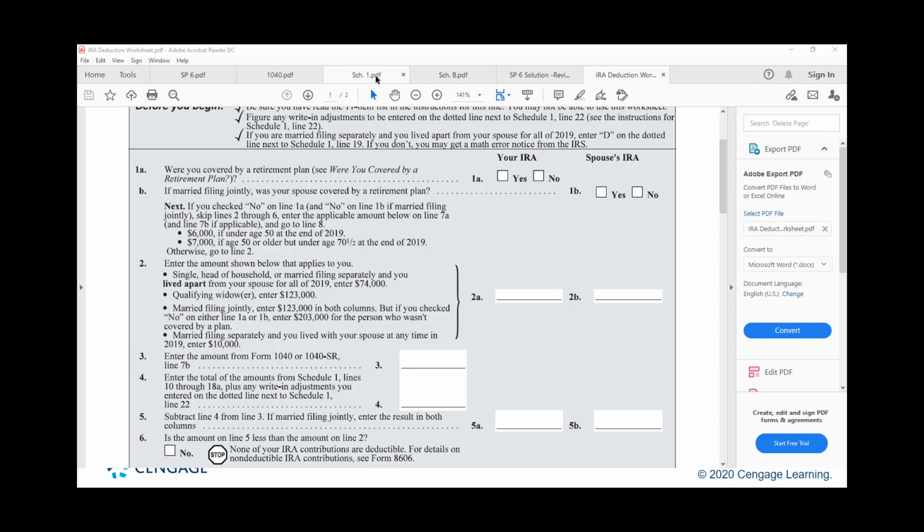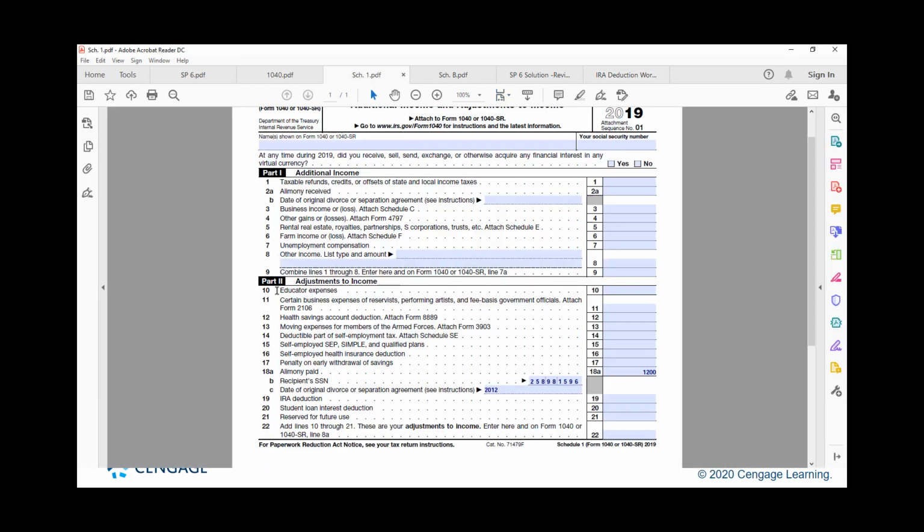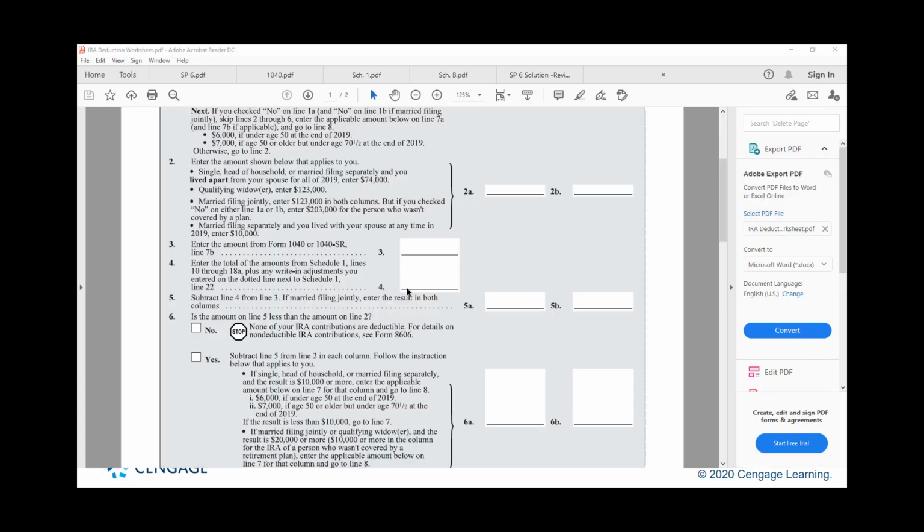Let's go to Schedule 1. Right here, 10 through 18A. All these are adjustments to income. So line 4 is 1,200 in adjustments to income. Line 5, subtract line 4 from line 3. That comes out to 72,250. And the figure represents the income after taking out the adjustments to income.